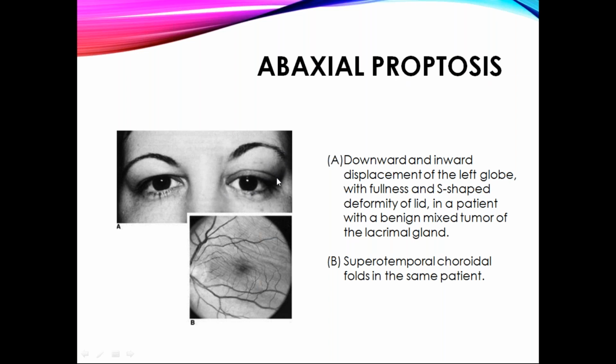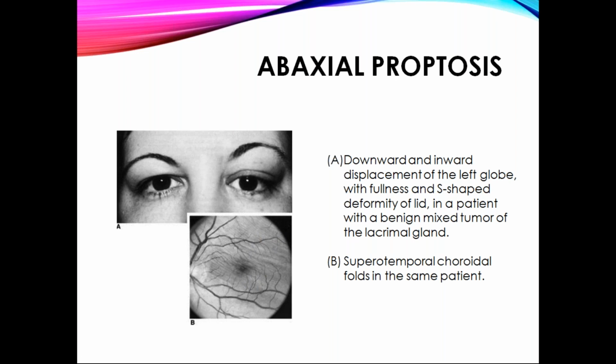So what is the anatomical structure here? It is the lacrimal gland. So whenever a lacrimal gland tumor is there, it pushes the eyeball in a downward and inward direction. When something is pushing the eyeball, it will press the eyeball and cause folds in the retina. In the retina you can see various striations like this. So these are all folds which are seen in the retina. So this is an example of abaxial proptosis.